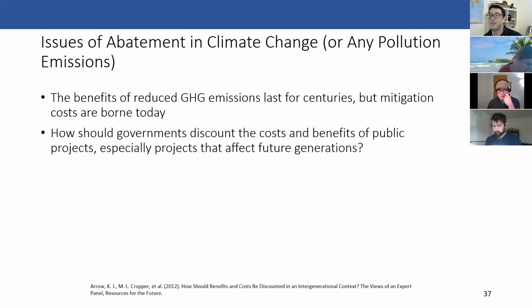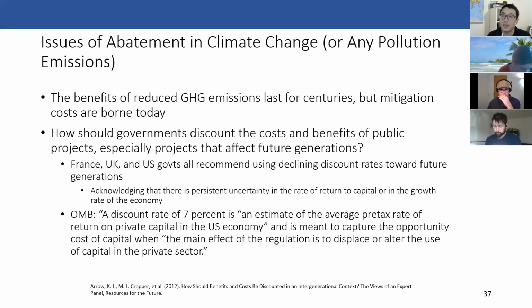So now the question becomes: how should governments discount the costs and benefits of public projects, especially projects that affect future generations? There are actually concrete examples of policy that help deal with this. The French, UK, and US governments have made recommendations and run projects for systems where you have a discount rate that changes over time. The discount rate decreases in the future so that you still maintain value on some of the benefits that you see over really long time scales.